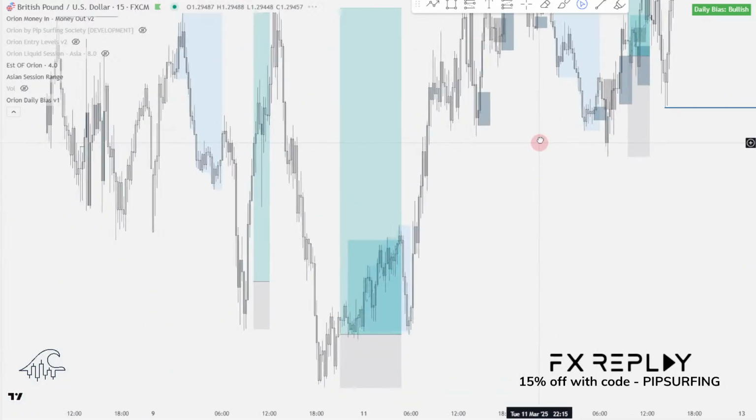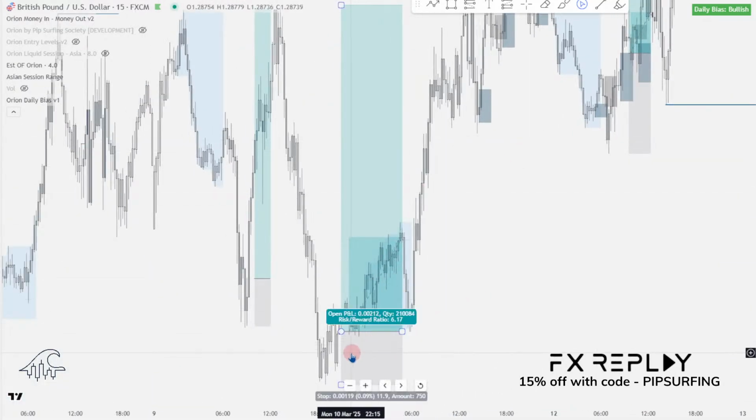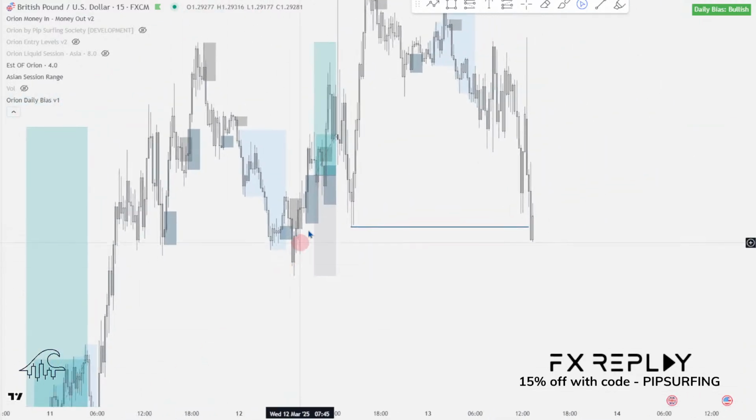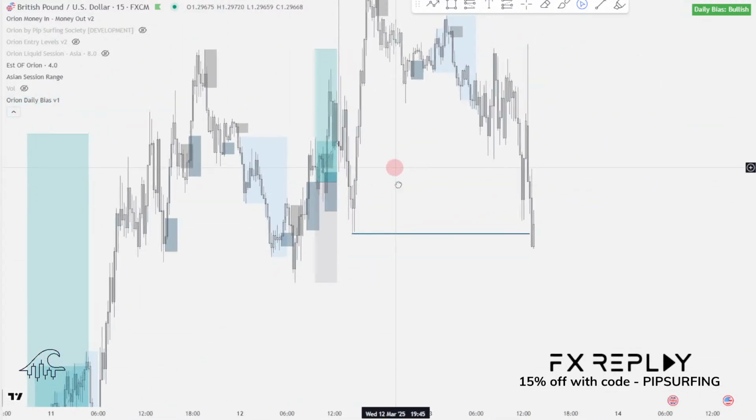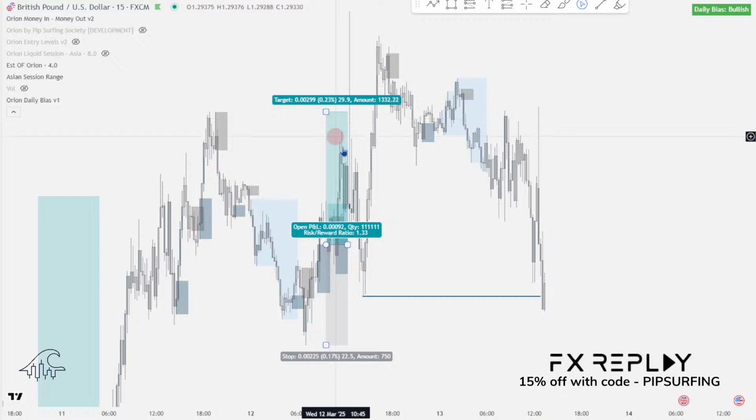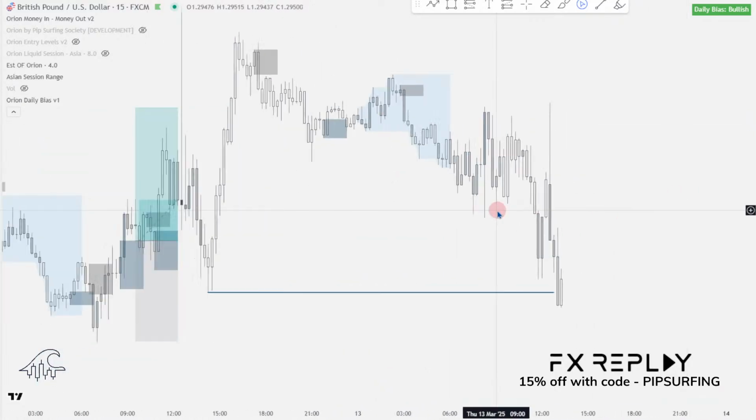A couple of really clean entries at the beginning of this week. This was yesterday. Didn't take it because the RR was too small, but it worked really nicely.